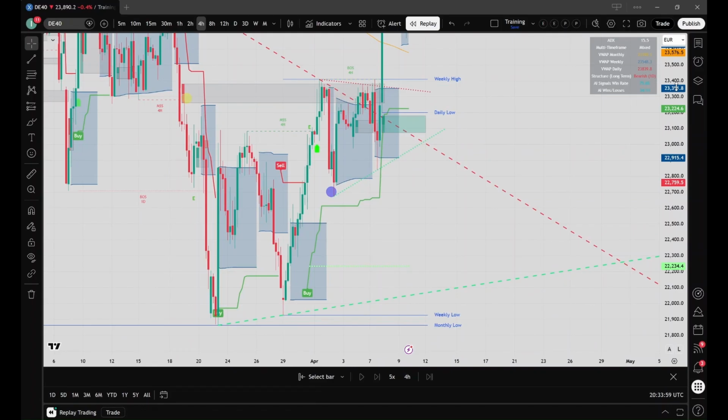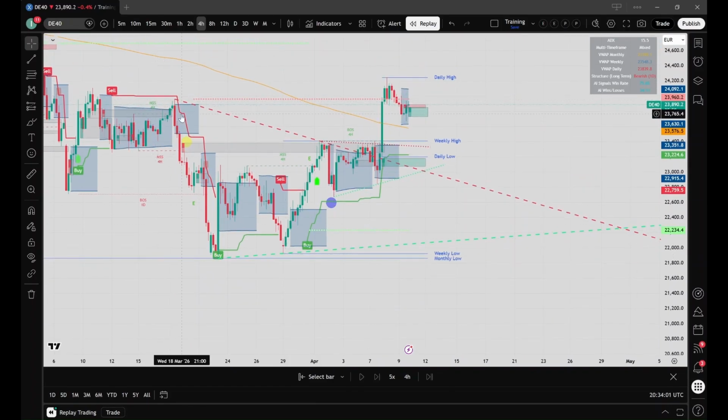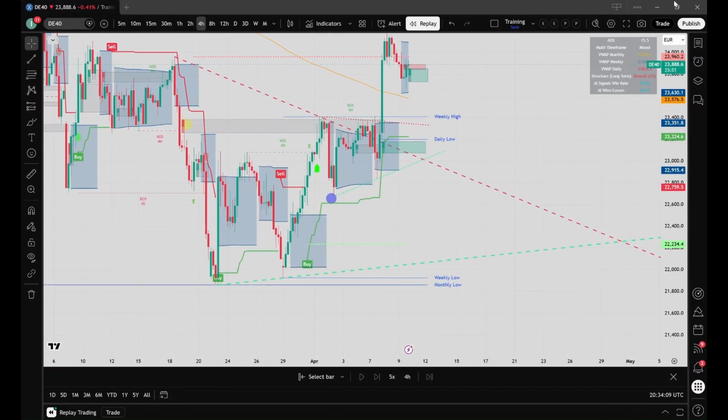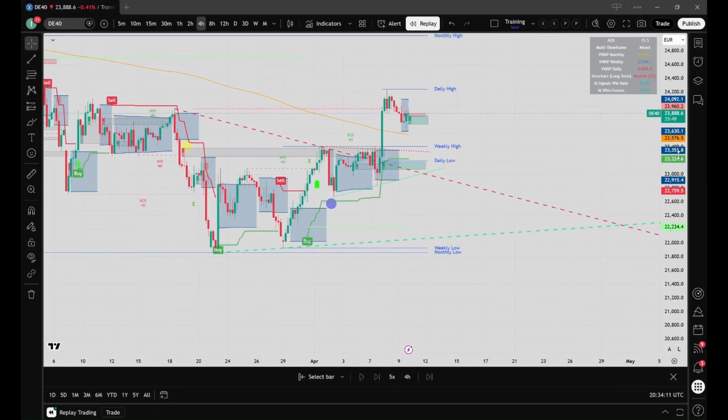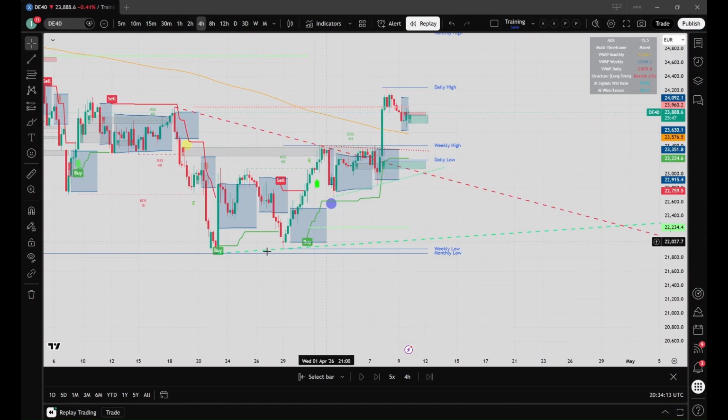However, if you look at the broader structure, this was basically just a pullback, so I wouldn't have entered this. If you zoom out, sometimes if the candles look bigger, they look like great trades. Make the candles smaller, they don't look like such great trades. So this was exhaustion. You had a break here, that was tradable. You had a break here, that was tradable.